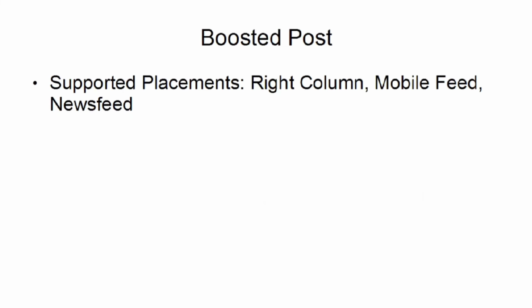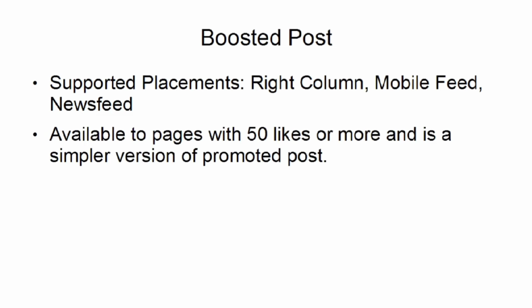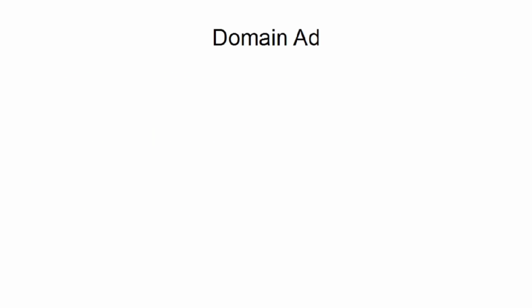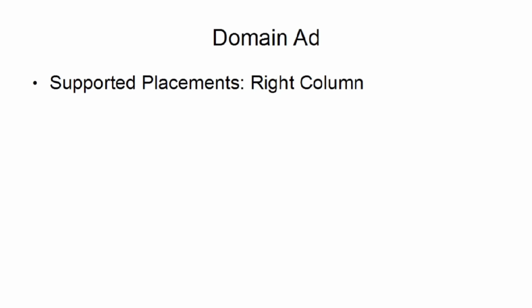Then there's the boosted post, which is slightly different. Its supported placements are right column, mobile feed, and news feed as well. It's available to pages with 50 likes or more, and it's basically a simpler version of promoted posts. You can choose fans of your page and their friends, or you can choose to select by targeting criteria. Then there's a domain ad, and the supported placement for this is the right column.